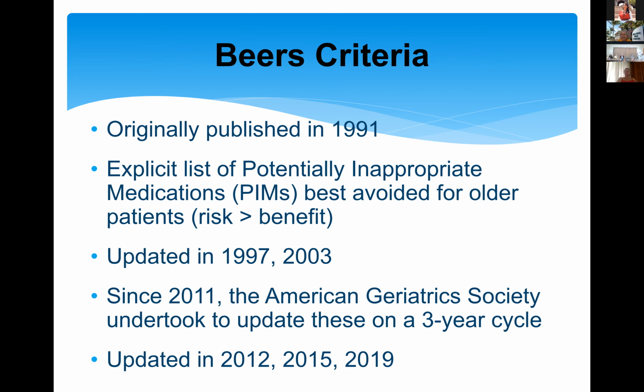I want to talk a little bit about this thing called Beers criteria. It has nothing to do with beer, by the way. It was named after Dr. Beers, who created this first checklist. It was originally published in 1991, and he made a list of what he called potentially inappropriate medications that are best avoided for older patients, because most of the time, the risk is greater than the benefit for these medications. And since then, there have been multiple updates of these Beers criteria. I think the latest one was done in 2019.